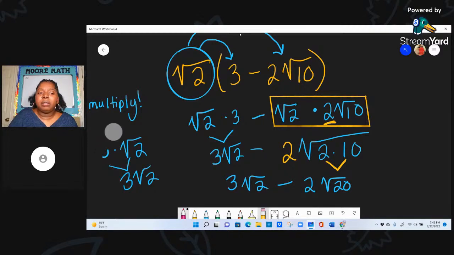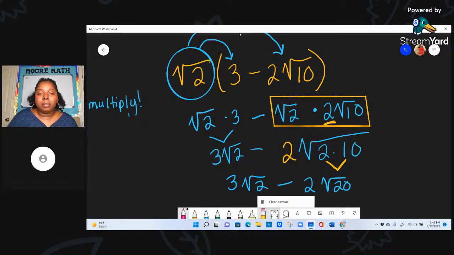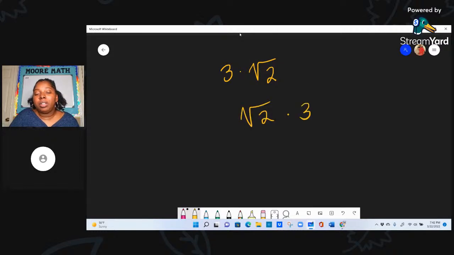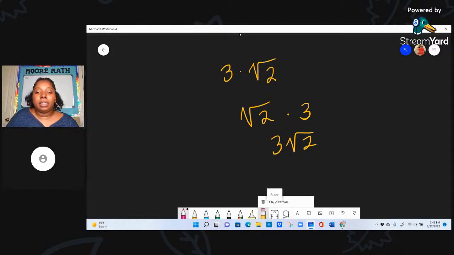Oh, do you need to write this down? Or you're good? Oh, I'm already writing it down. Okay, cool. So can I erase it? Yes, ma'am. Okay. So before we were doing some of the easier ones, right? 3 times the square root of 2. Again, if it's in the reverse order, we still just write 3. We write that whole number in front, okay? So just keep that in mind.